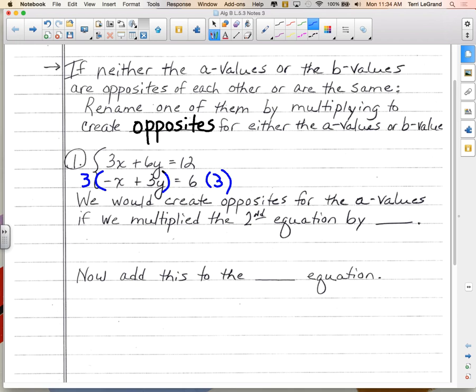So we can rename the second equation, but what could we do to create opposites for the A values, since that's what I put in the notes? By the way, you can create opposite B values instead. That's your choice. That's your call. So this is the one that would create opposite A values, wouldn't it, if we multiplied the second equation by 3.